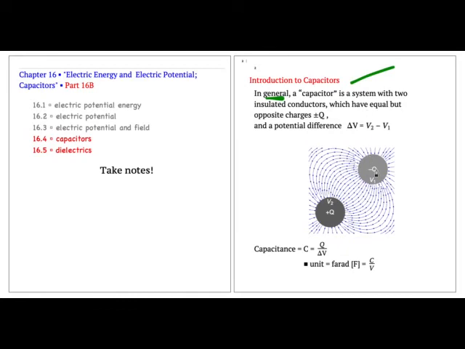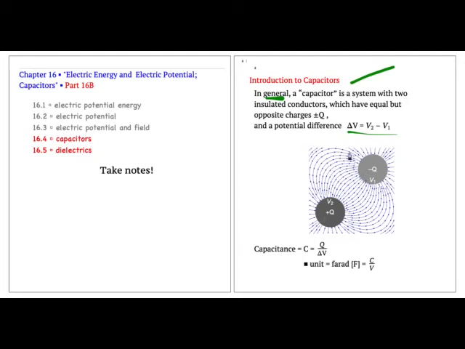Now remember, a conductor is an equipotential. So all points of the conductor have the same potential. So let's say the negative charge has potential V1 and the positive charge has potential V2. And then the potential difference is V2 minus V1.